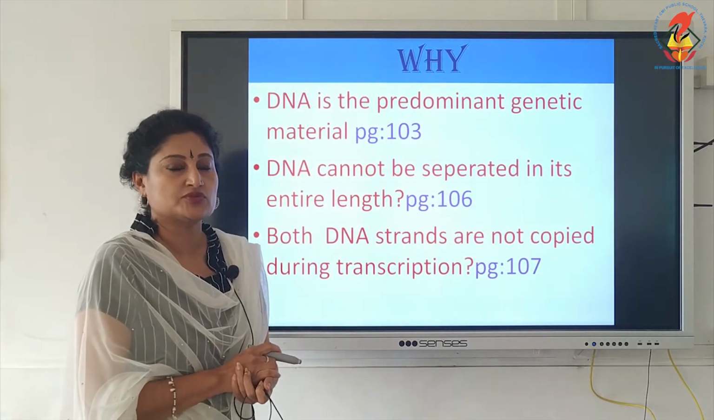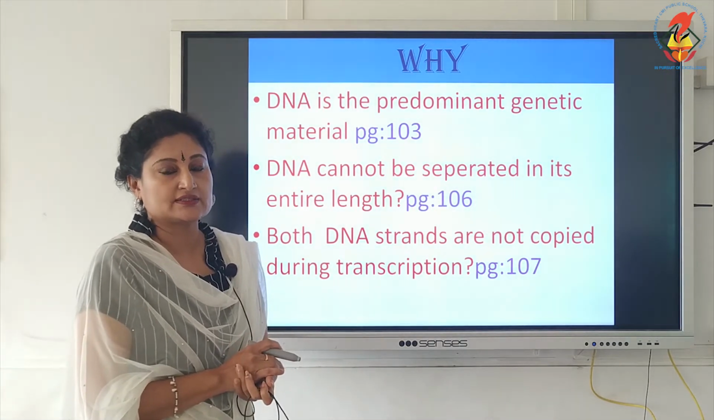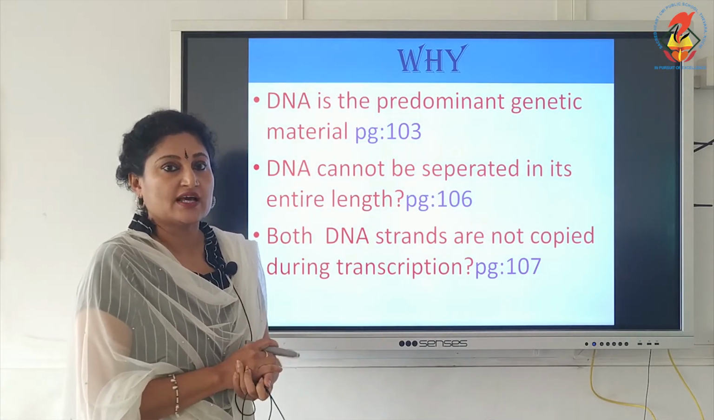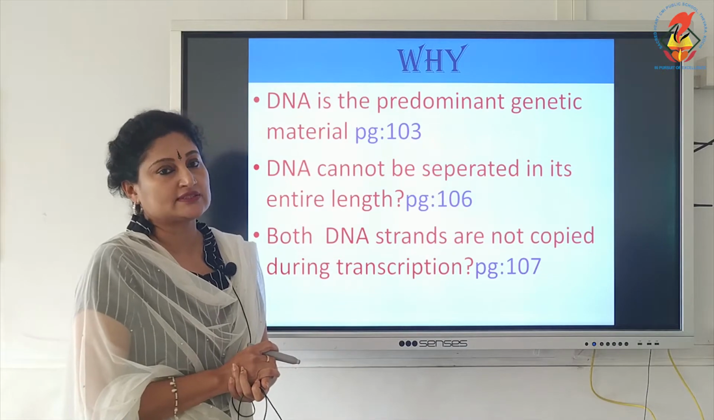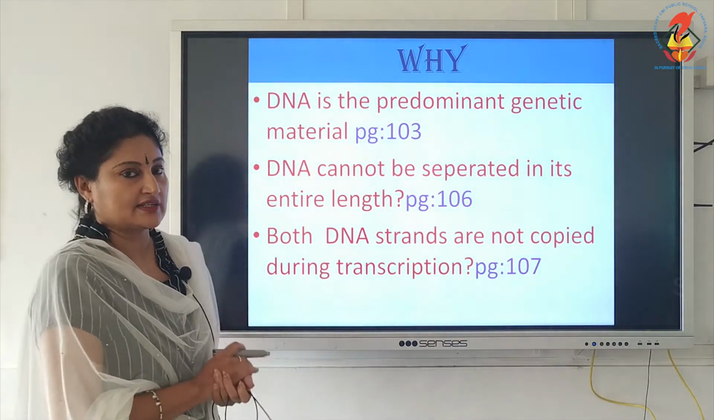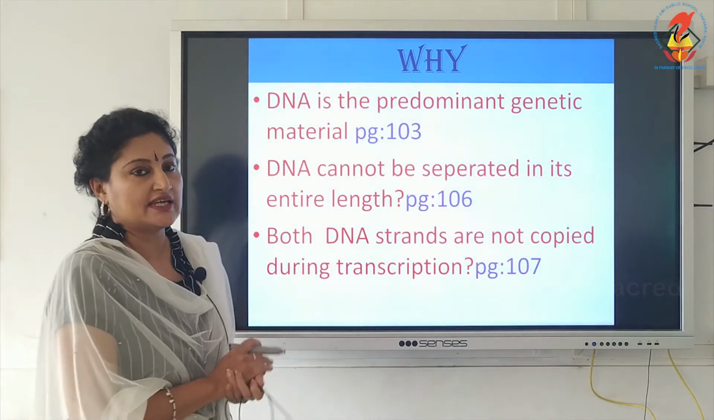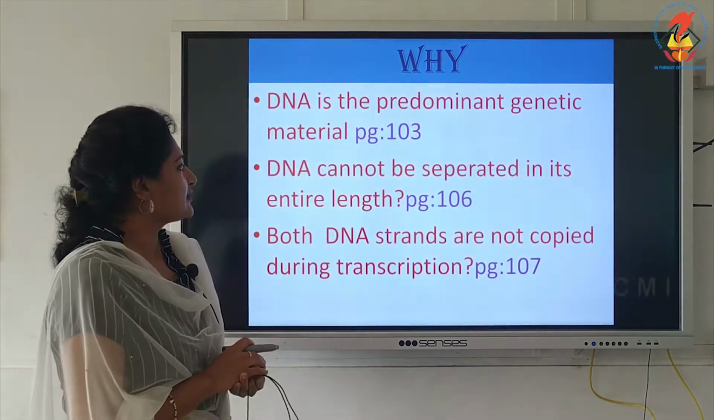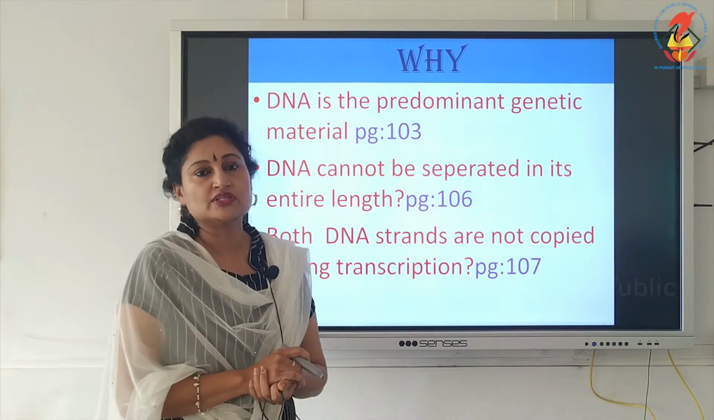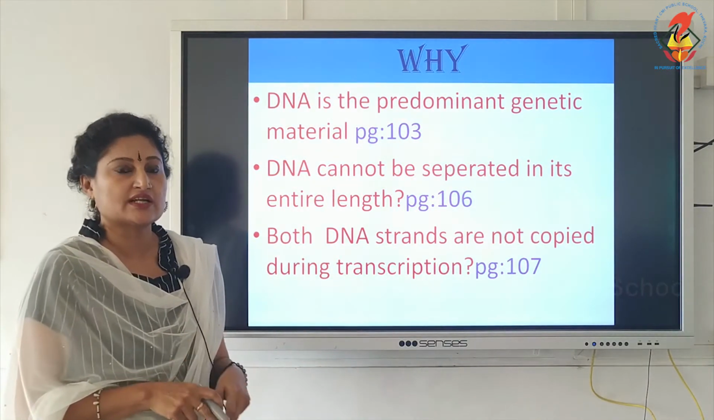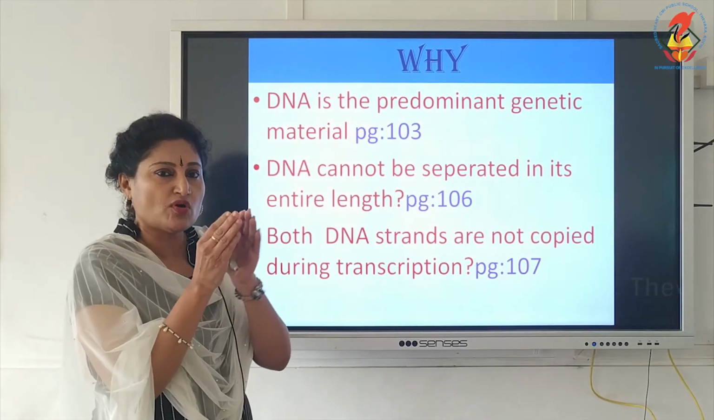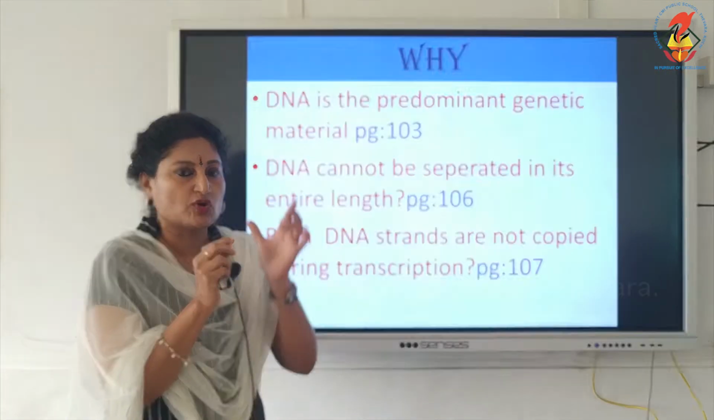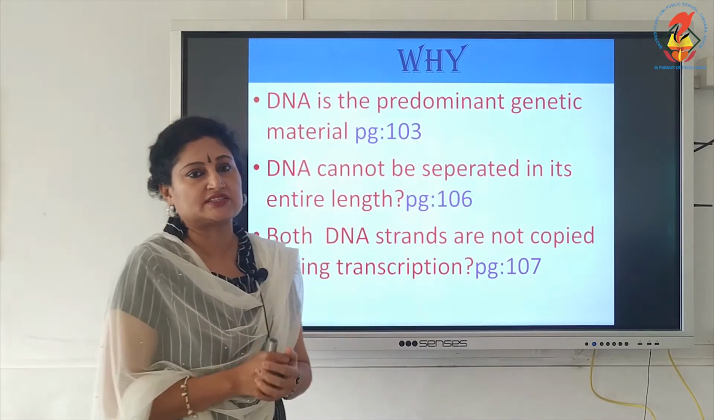For example, the tobacco mosaic virus, then the HIV virus, and only a few retroviruses have RNA as genetic material, but most of the organisms have DNA as a genetic material. So we are going to analyze why. Then the second why is with respect to DNA replication. We saw that the DNA replicates and it opens by a small split at one end. It's a very small opening.